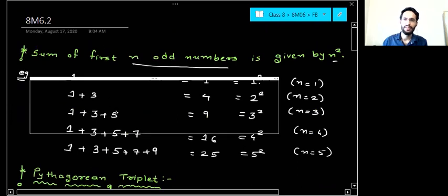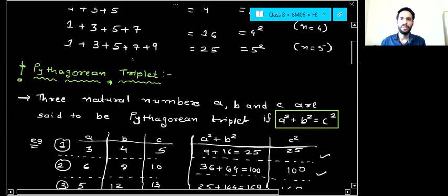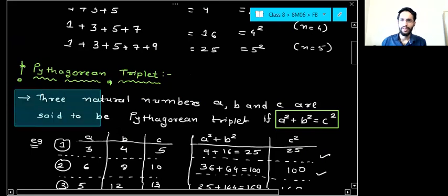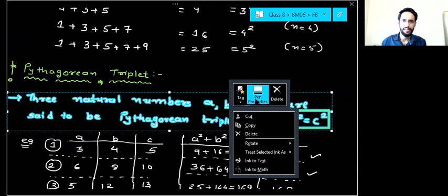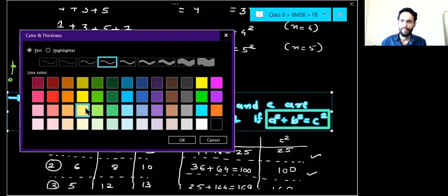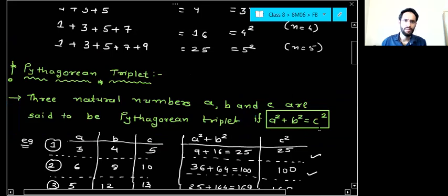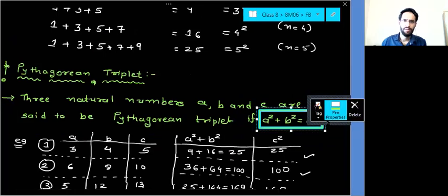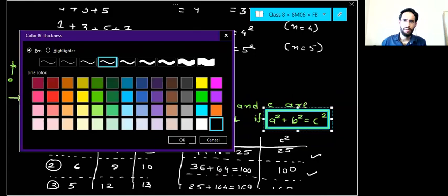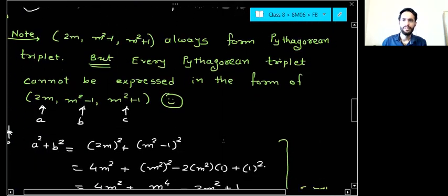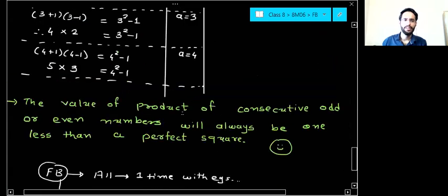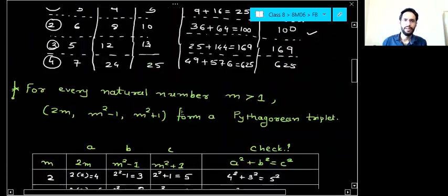Which statements? See, the sum of first n odd numbers, right? And let me make this statement yellow as well, or light green. So this statement, this statement, this statement, and this statement. All these statements you have to write 5 times.